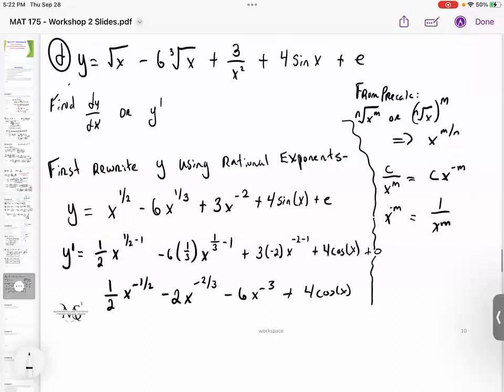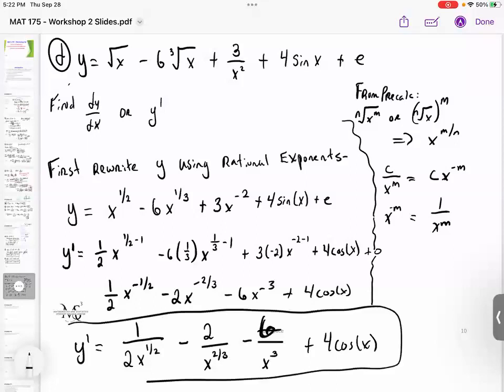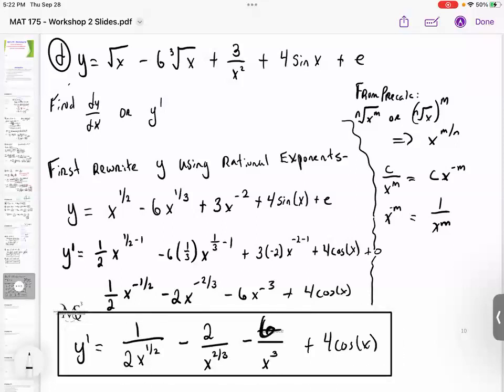All right, so we say y prime is going to equal 1 over 2x to the power of 1/2 minus 2 over x to the power of 2/3 minus 6, that's a 6 there, everyone, over x to the power of 3 plus 4 cosine of x. So this example was a very challenging one, only because it required knowing how to do a lot of rewrites, with first finding the derivative and then rewriting your final answer.